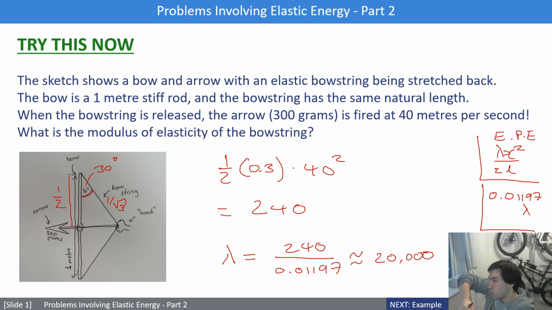It needs to be a lot more stiff than that. So that way you require a lot of work to pull it back, but therefore you transfer a lot of energy into elastic potential. You then let go and it's released into a large amount of kinetic energy in this case. Okay, so that's our lambda. It's 20,000, roughly.